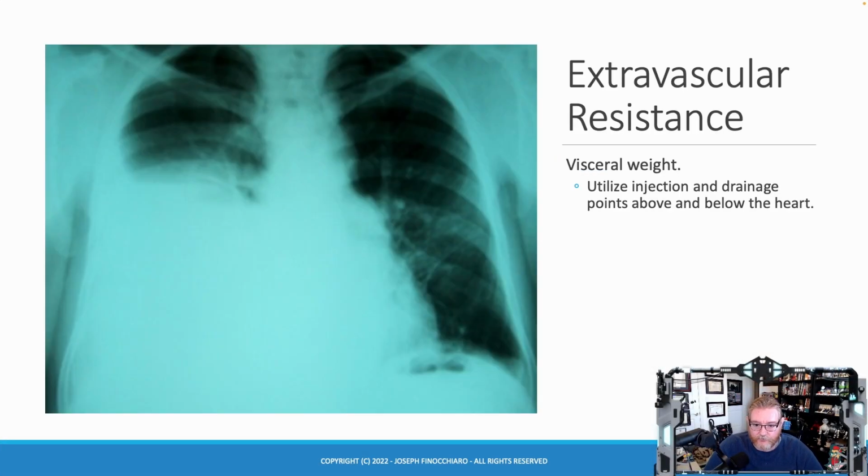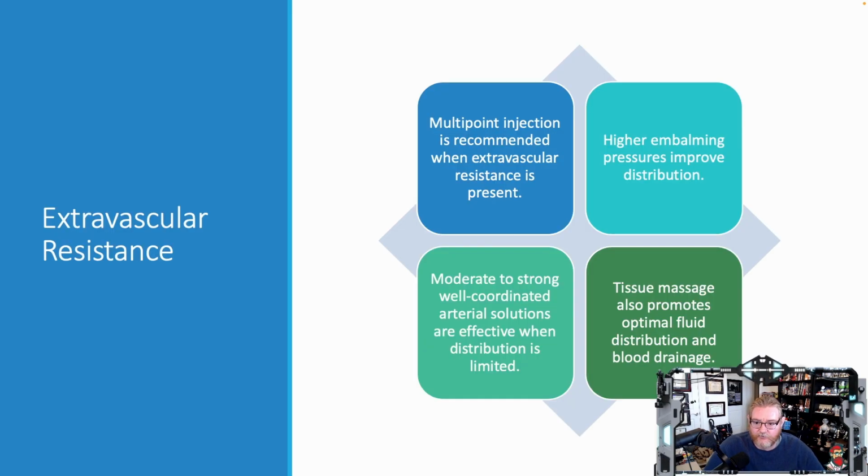Visceral weight. Utilize injection and drainage points above and below the heart. In general, when you're dealing with extravascular resistance, multi-point injection is recommended. Higher embalming pressures improve distribution. Moderate to strong, well-coordinated arterial solutions are effective when distribution is limited. And tissue massage also promotes optimal fluid distribution and blood drainage.